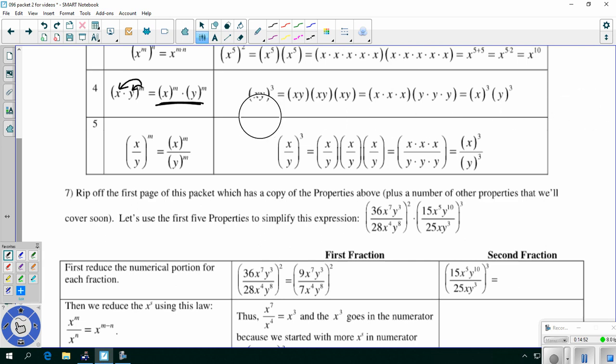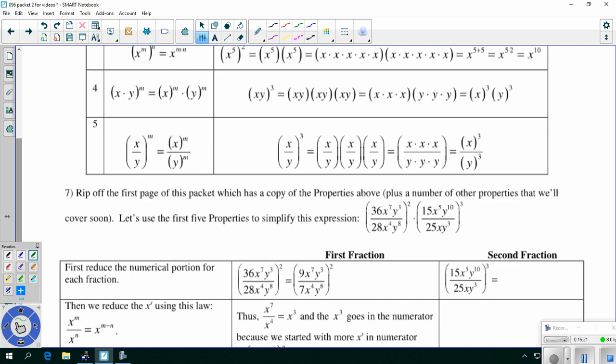Okay, number 5 is nearly identical. We're not even going to look at the example. We'll just look at the property itself. So when you have x over y in parentheses to a power, that's a fraction to a power, you get to, again, pseudo-distribute that exponent to both top and bottom of your fraction. So x to the m over y to the m is our pseudo-distributed answer.